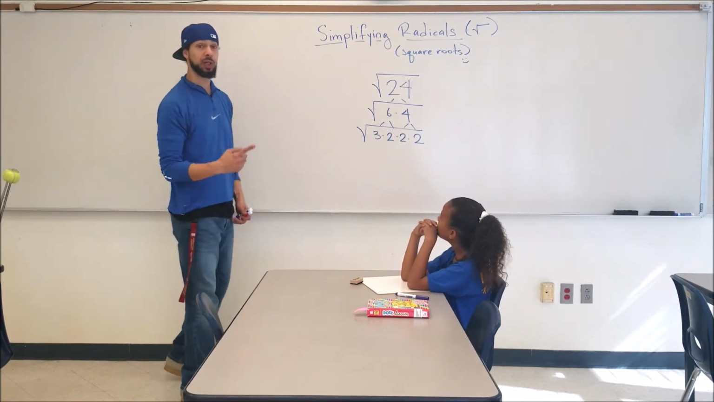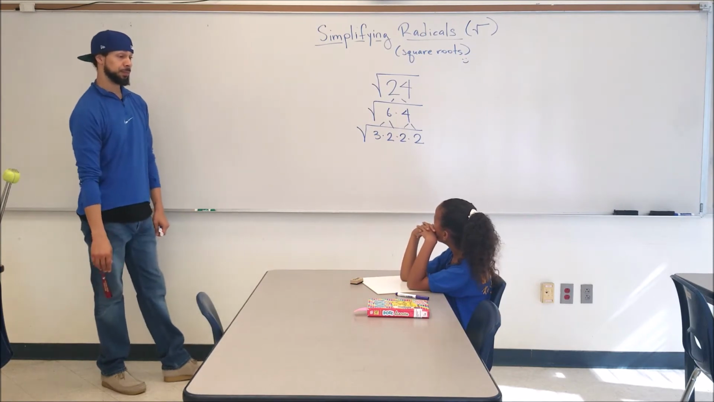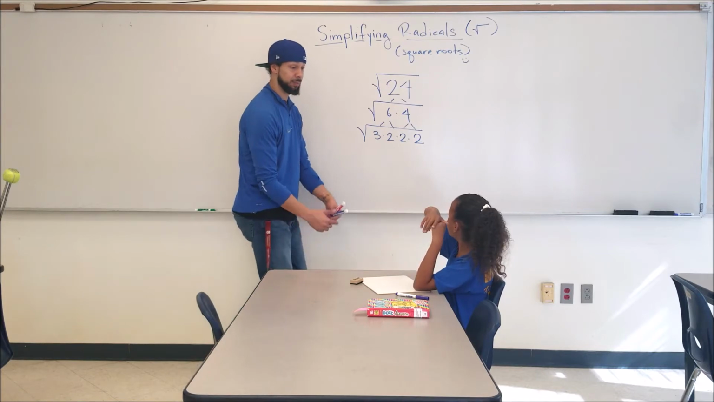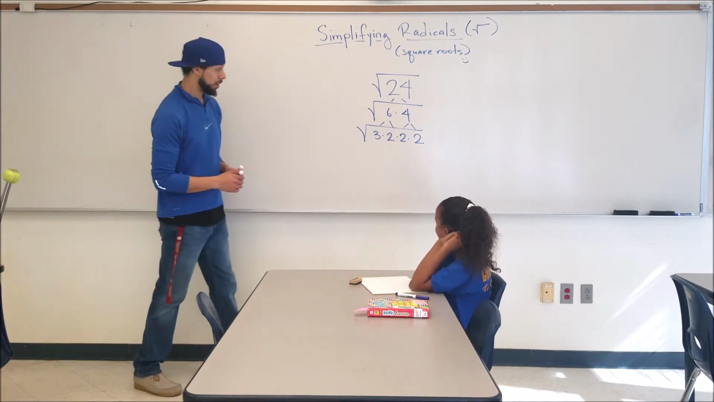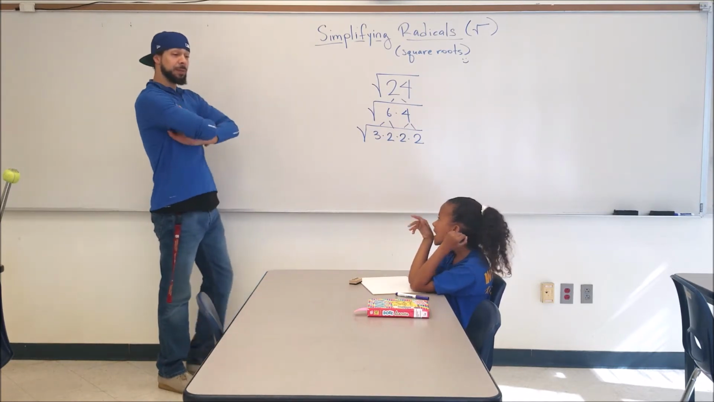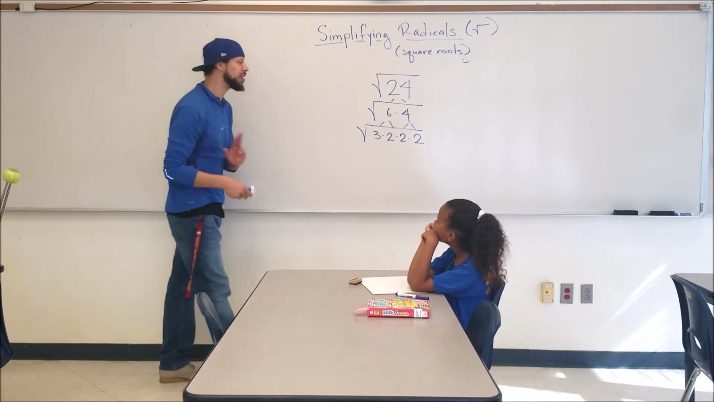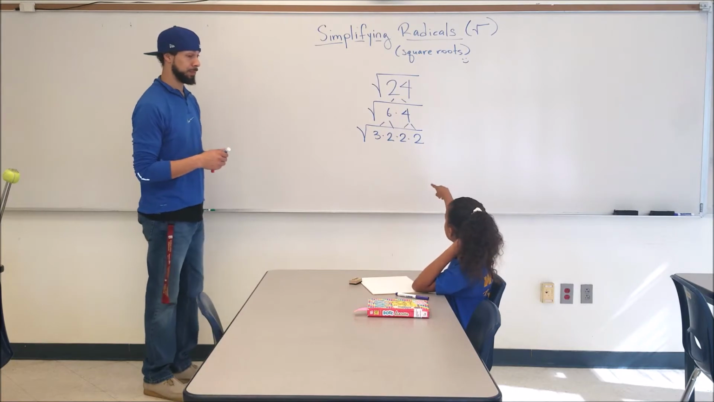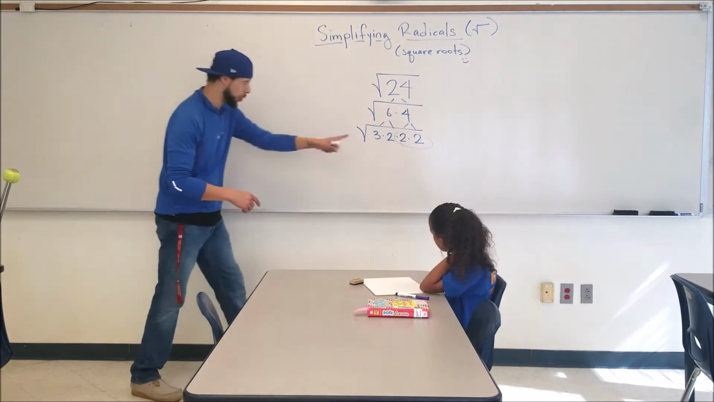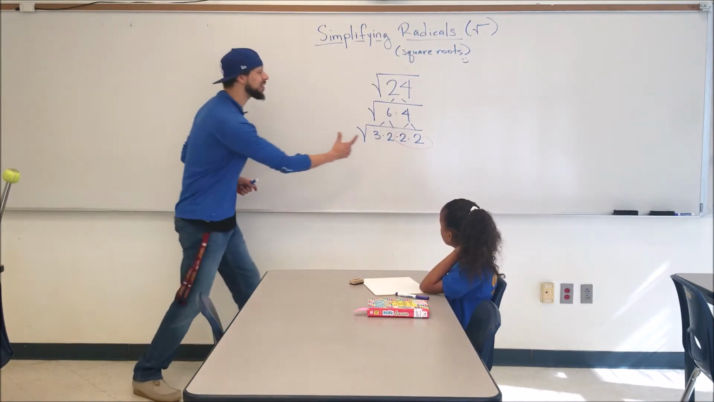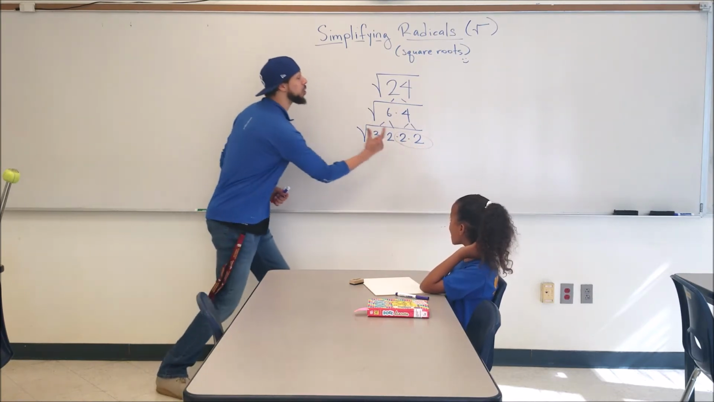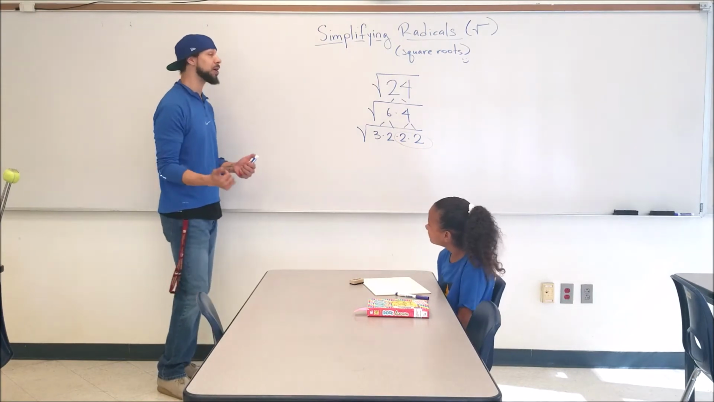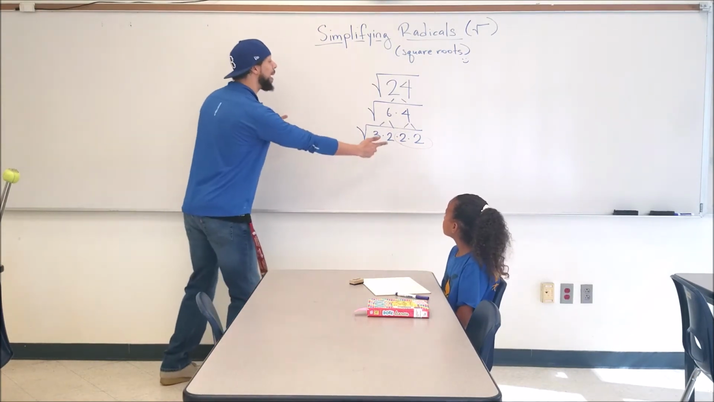Now what we're doing is looking for pairs. Do you see any pairs of numbers? What's a pair? How many are in a pair? 2. Do you see any numbers that there are 2 of? Yeah, the 2s. That's perfect. That's a pair of 2s. And what do we do with a pair of numbers when we're simplifying radicals? We pull that pair out.